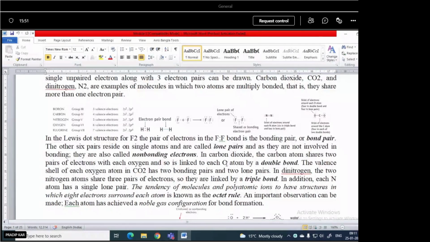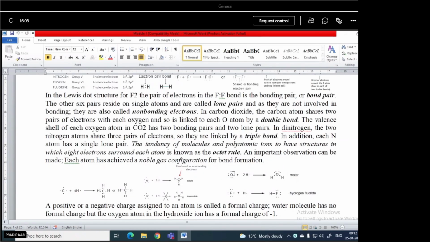In the case of nitrogen, it shares 3 bond pairs, so it is a triple bond. If 2 bond pairs are there, then we can say it is a double bond. And here you are aware of the octet rule, that each atom should have 8 electrons in its valence shell, which is the stable structure.